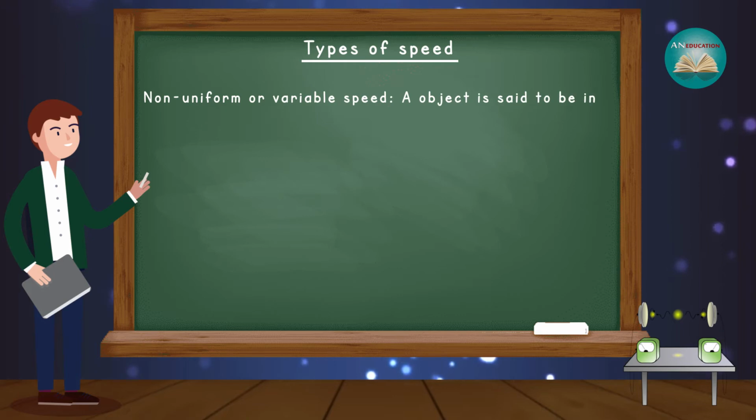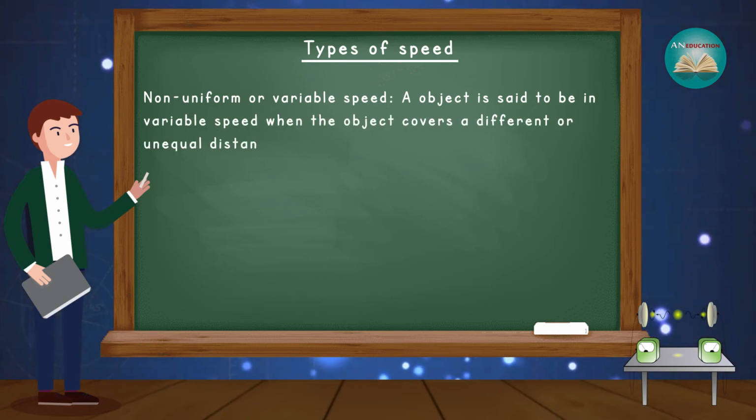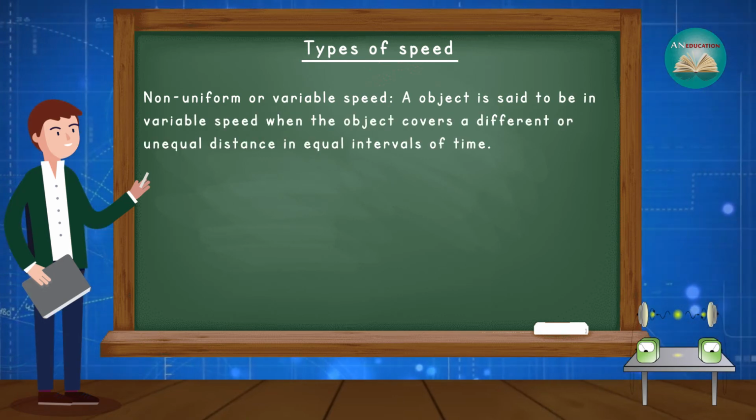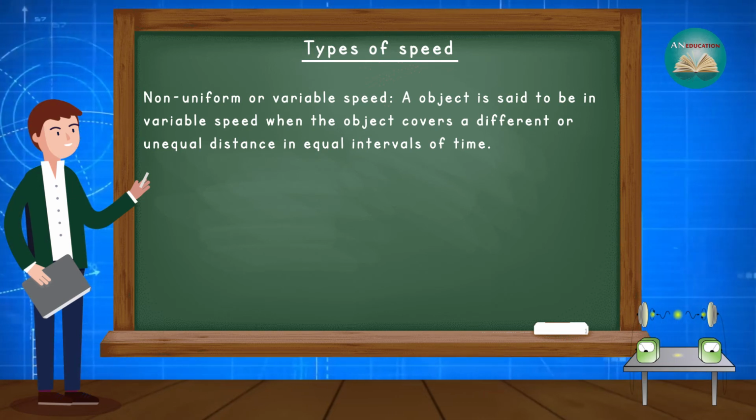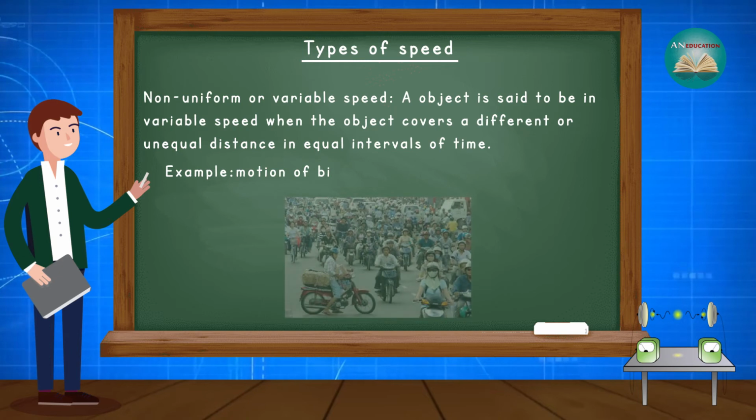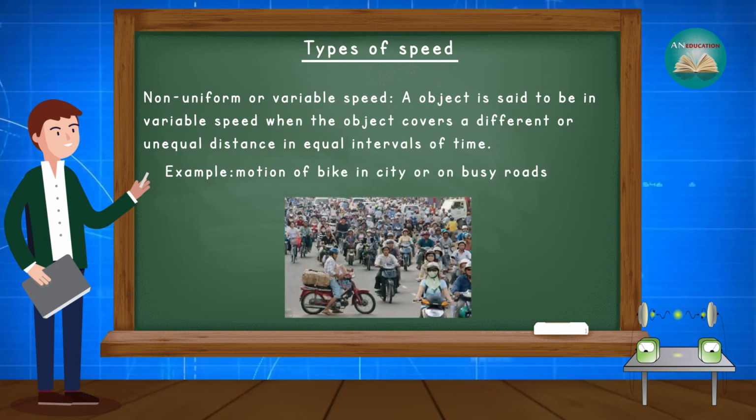Non-uniform or variable speed. An object is said to be in variable speed when the object covers a different or unequal distance in equal intervals of time. Example: motion of a bike in the city or on busy roads.